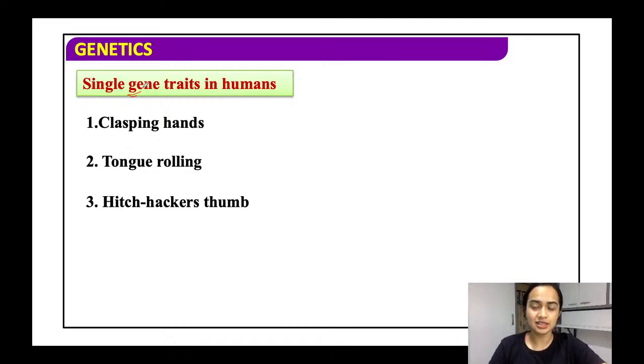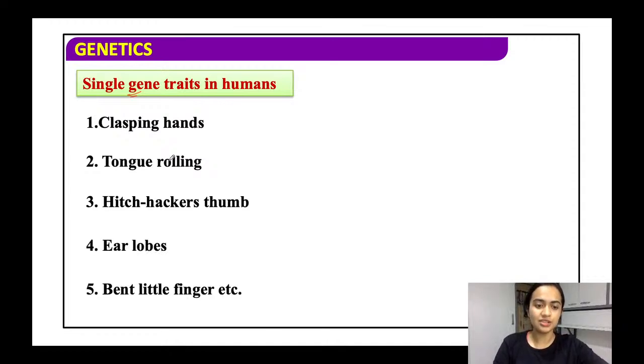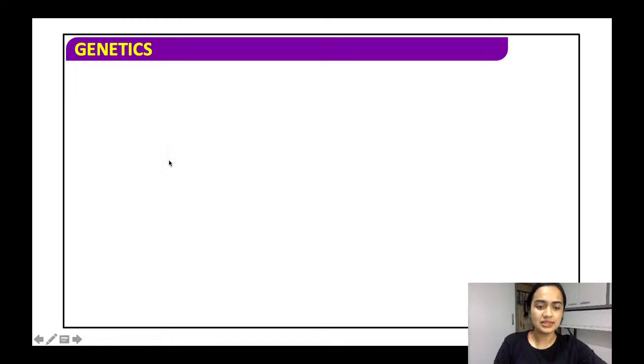Hand clasping is basically when you clasp your hands together, whether right is over left or left is over right. Tongue rolling we are all familiar with. Hitchhiker's thumb is when your thumb is exactly straight, or even in a relaxed position it has a bend in it. Then earlobes, attached or detached, and bent little finger is again the same.